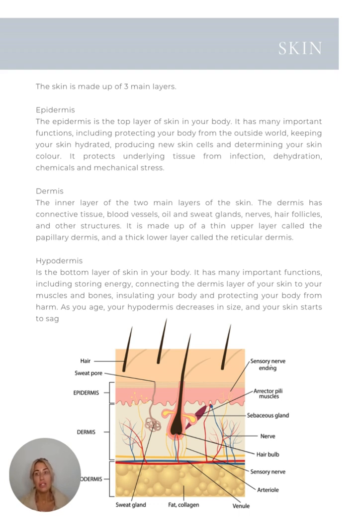The skin is the largest organ in the body. It's made up of 3 layers: the epidermis, the dermis, and the hypodermis, all 3 of which vary significantly in their anatomy and function. So we've got the epidermis, which is the outer layer of the skin. We've got the inner layer of the skin, which is the dermis. And then we've got the hypodermis, which is the bottom layer. It has many important functions, including storing energy, connecting the dermal layer of the skin to the muscles and bones, insulating your body and protecting your body from harm. In other words, the hypodermis is the fatty layer.